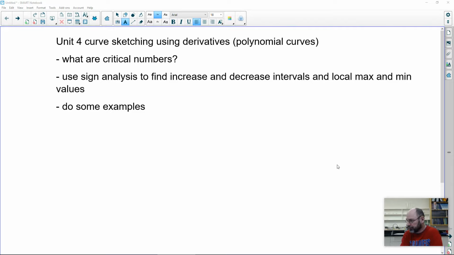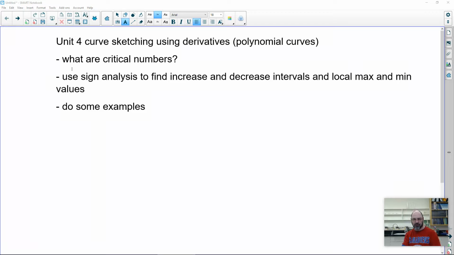Beginnings of curve sketching. Curve sketching, unit 4, has a handout but no quiz in it. I'm not going to put a quiz in this unit. I'm going to add the unit 4 quiz to the maximum minimum unit that comes next, unit 5. There'll be one curve sketching question on that quiz, but there won't be a specific quiz just for this unit. The reason is that it's related pretty closely to what we do next anyway.